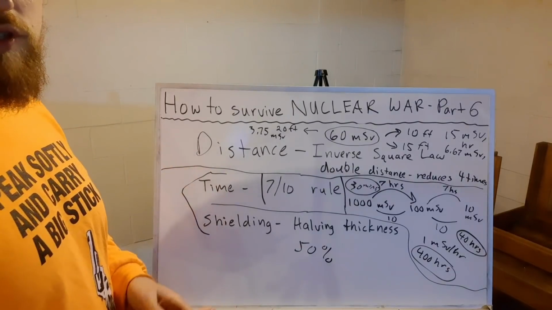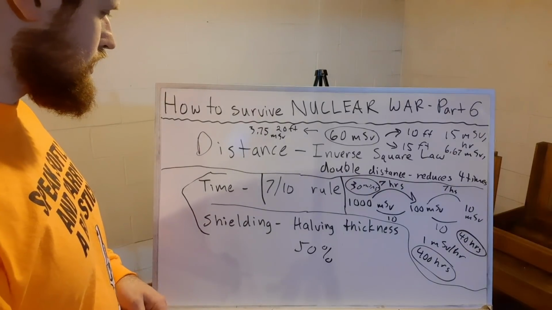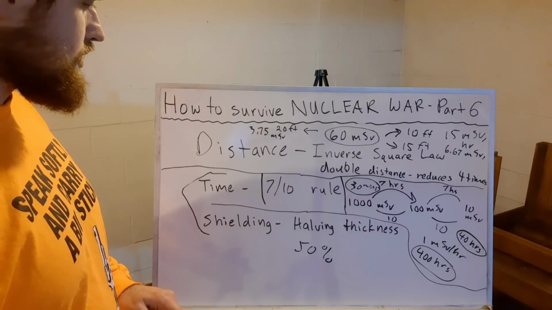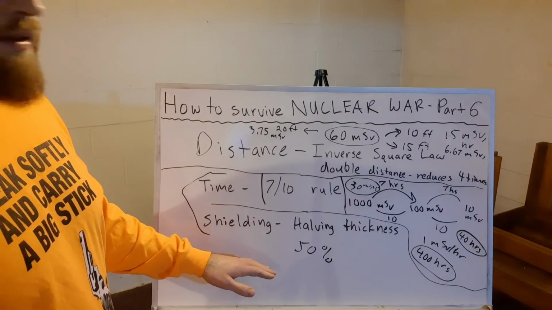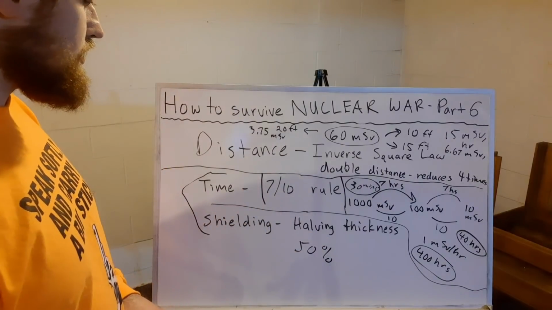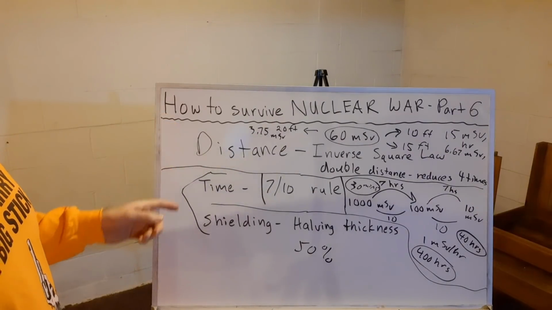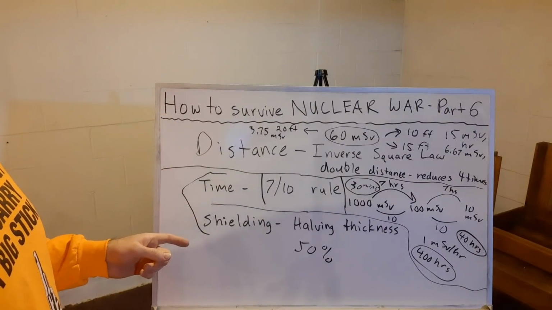So that's kind of just a simple way of visualizing it in your head. The denser the material is, the smaller the halving thickness. And in order to really protect yourself from radiation, you need to have several halving thicknesses, okay? So these are the 3 critical concepts that you need to understand, you need to master.